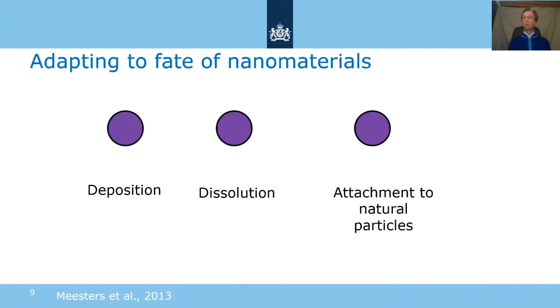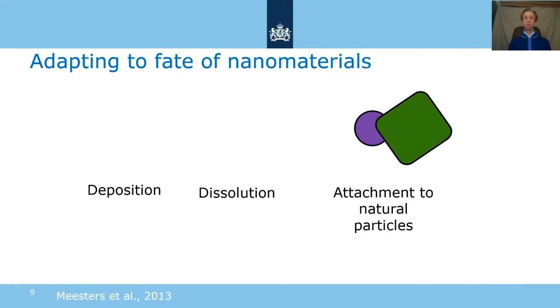So this adaptation resulted in different algorithms being required, and one of the transport processes that needed to be changed was deposition, because particles have a mass. They can settle out of, for example, the water phase, and the deposition from air to soil and water is also different. The dissolution, as I said, also plays a role, and so does attachment to other natural particles. These were the main fate processes that were changed or added to the model specifically for use with nanomaterials.